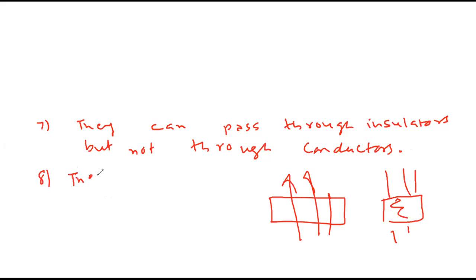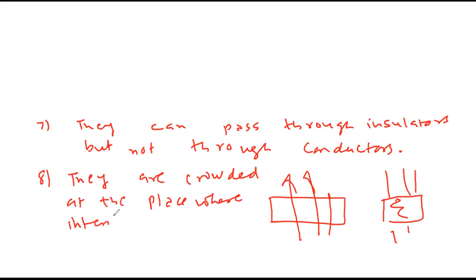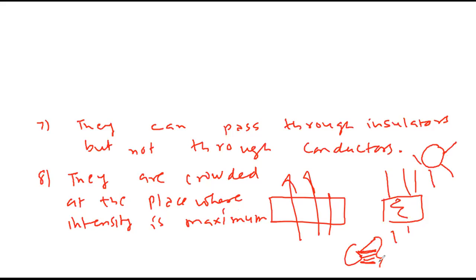8th point, they are crowded at the place where intensity is maximum. मतलब अगर बहुत ज्यादा एक ही जगह पे देखा तो strength is more. Like if this is one surface, मुझे ऐसा ऐसा दिख रहा है फील्ड लाइन, दूसरे सरफेस में ऐसा ऐसा ऐसा दिख रहा है जगह पे, तो ये मैक्सिमम वाला, ये मिनिमम वाला. मतलब ज्यादा स्पेसिंग मतलब वीक, नजदीक नजदीक यानी कि स्ट्रॉन्ग. They are crowded at the place where intensity is maximum.